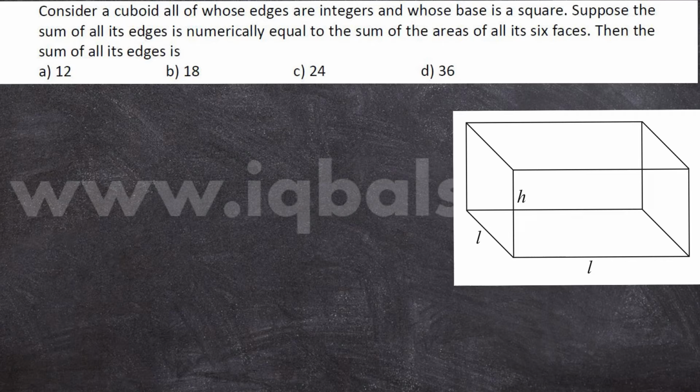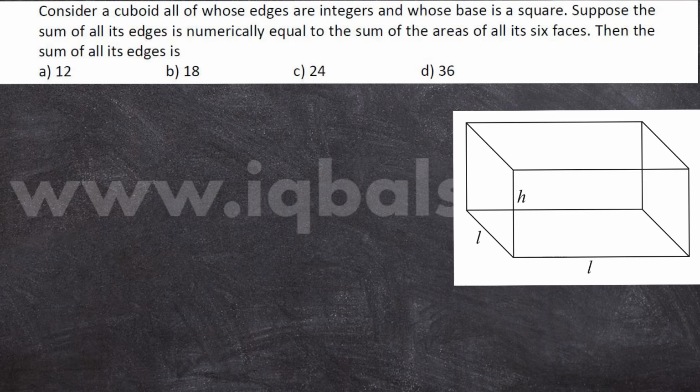Consider a cuboid, all of whose edges are integers and whose base is a square. Suppose the sum of all its edges is numerically equal to the sum of the areas of all its 6 faces. The sum of all its edges is... So, I have drawn a figure here.